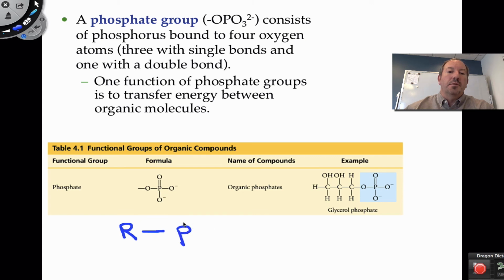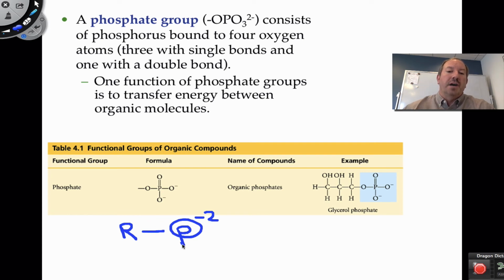I'm going to represent it with a P with a circle around it. And so that P with the circle around it represents the fact that there's four oxygens surrounding it, and it has a negative two charge. Sometimes that's not even written because it's understood. You might have a memory for this.